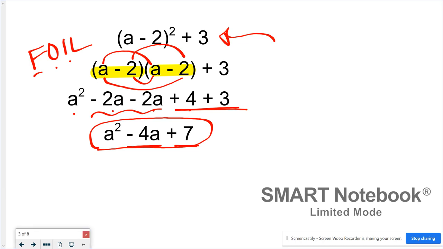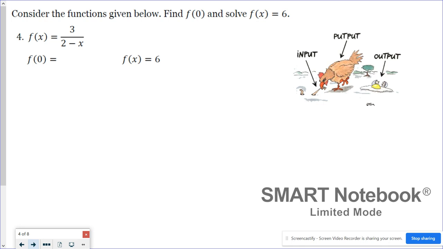Let's take a look at a few more examples. So in problems 4 and 5, we are given a function and they want us to find f of 0 and they want us to solve the function equation f of x equals 6. So f of 0, that's easy. I'm simply going to replace my variable with 0. So what does that look like here? It means I will have 3 divided by 2 minus 0. And then if I do my math, I simply get 3/2. Okay, and that's my answer.